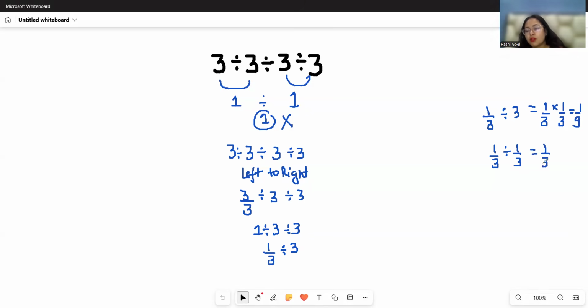But in case 1 by 3 multiply 3 by 1, this is 1. So there are two different things. So this is 1 by 9, not 1.